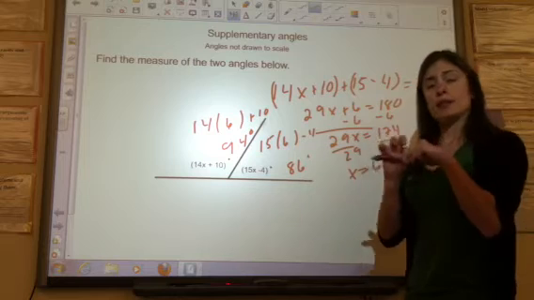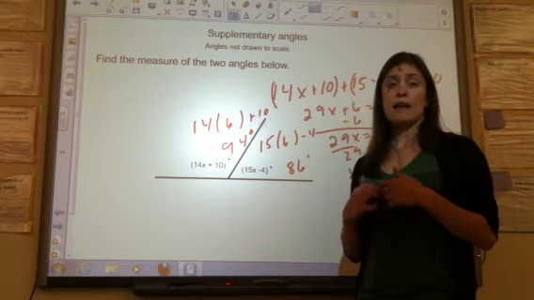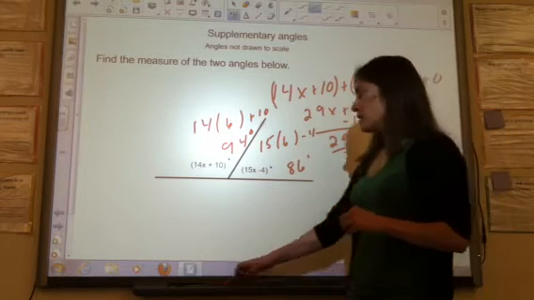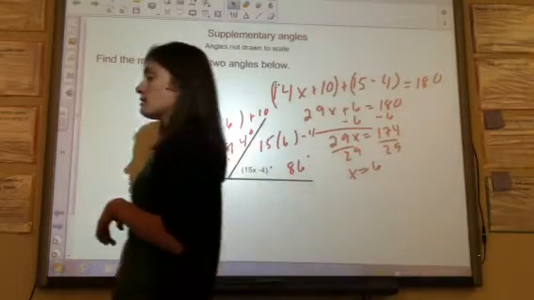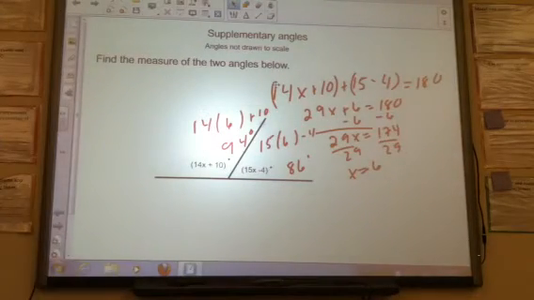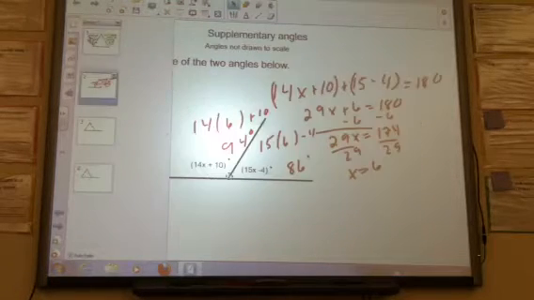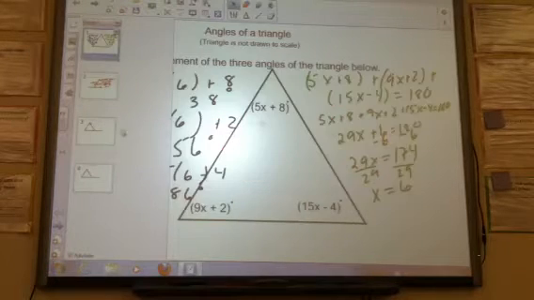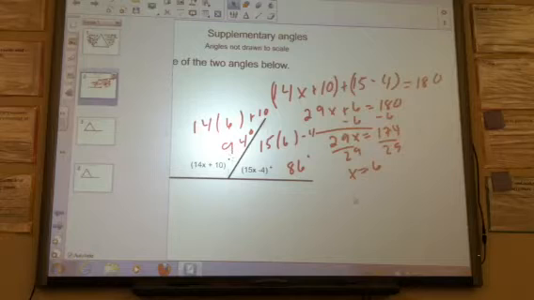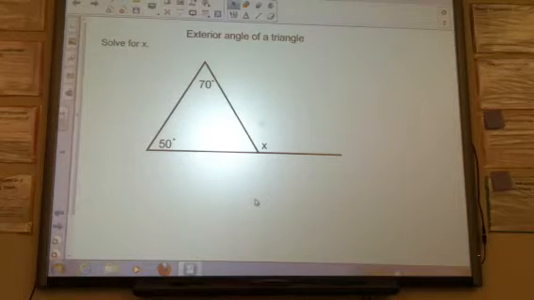The reason that I picked the interior angles of a triangle and then I added to it the supplementary angles is because if I were to take the last slide, which was just the triangle, notice the 5x plus 8 and the 9x plus 2 is going to equal our 14x plus 10. If you take this triangle and you marry it to this line, you end up getting the exterior angle of a triangle.